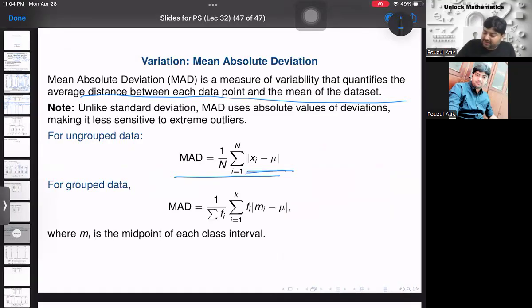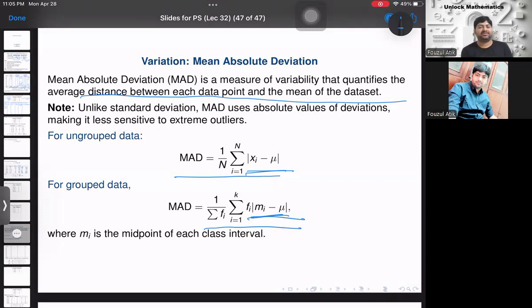And for grouped data, it is a similar kind of formula: 1 by summation fi, that means capital N, summation i equal to 1 to n of fi into mod of mi minus mu. What is this mi? Mi is the midpoint. So it is a similar kind of formula to the variance, but instead of the square, we are taking the modulus value.